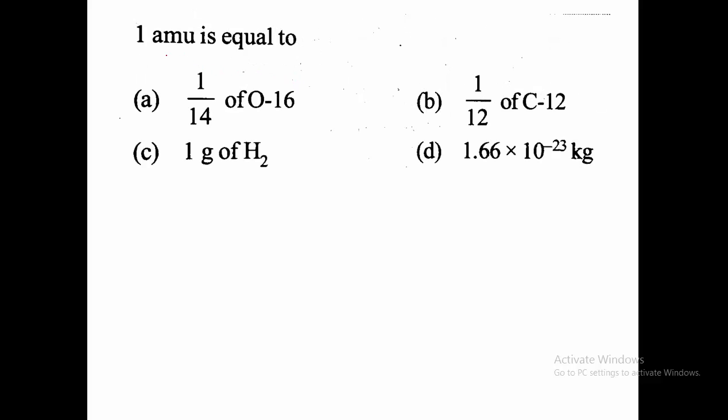One atomic mass unit is equal to, option A 1/14 of oxygen 16, option B 1/12 of carbon 12, option C 1 gram of hydrogen, and option D 1.66 into 10 raised to minus 23 kg.